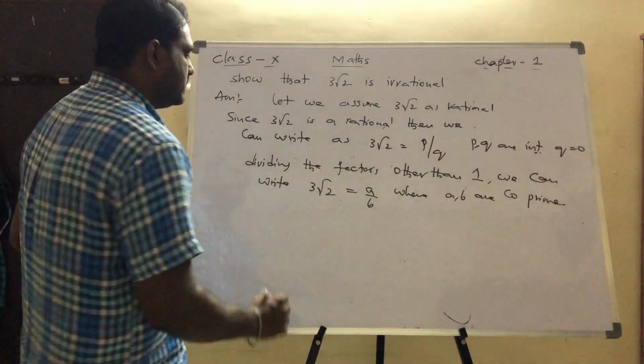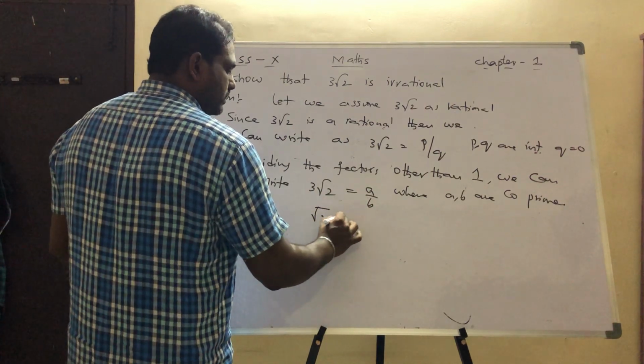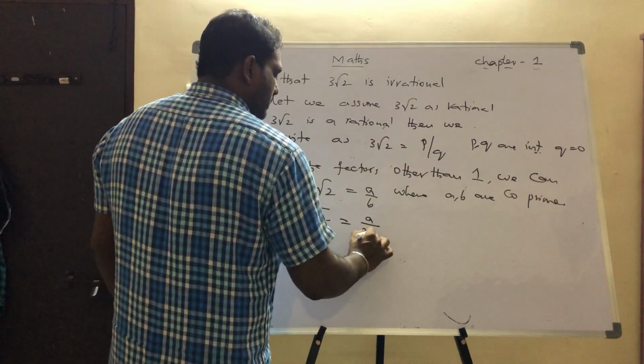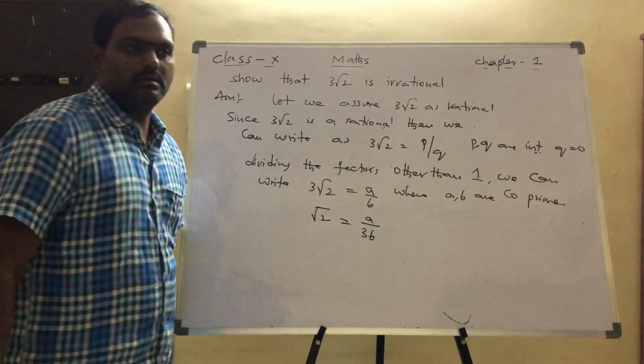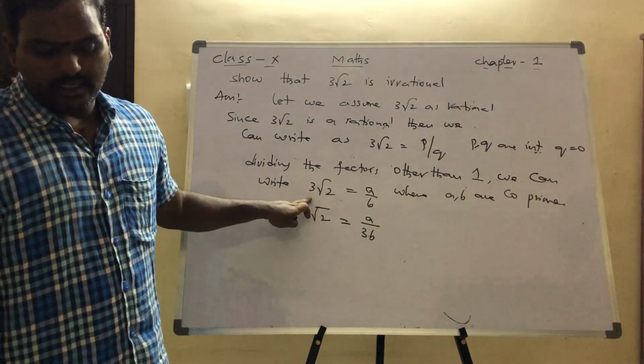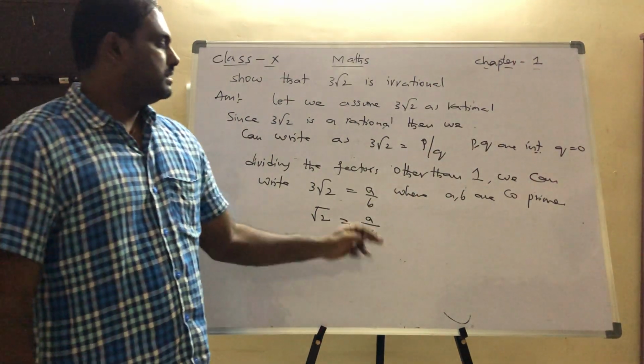Now, what is the next step? 3 root 2 is equal to a by b. Now I want root 2. Root 2 is equal to what? a by 3 into b, because this 3 is multiplying here. If it goes that side, it will become division.